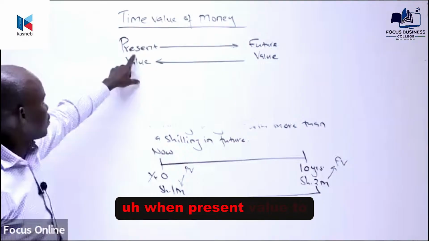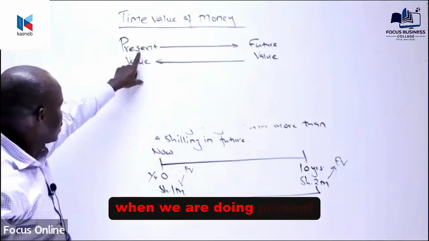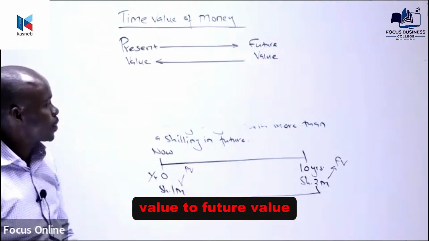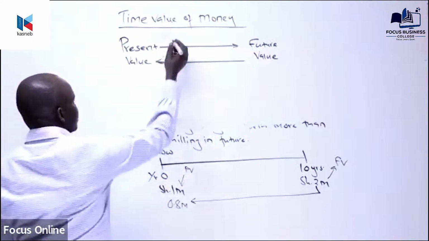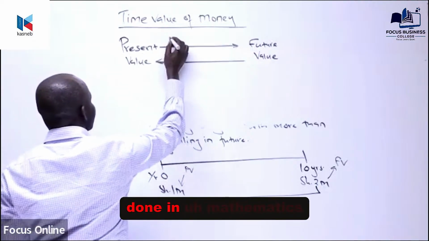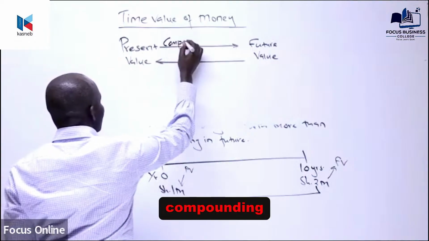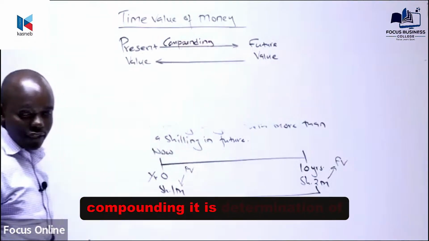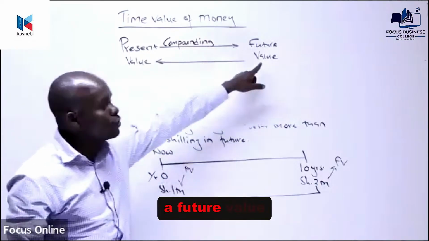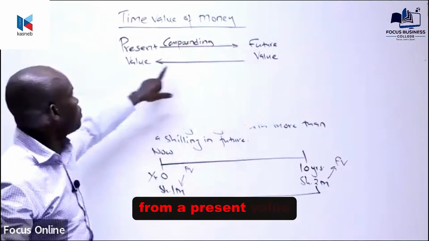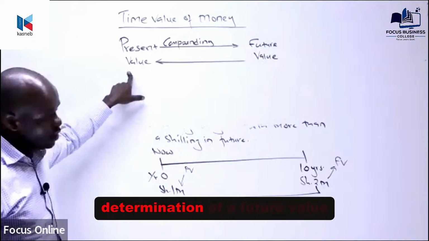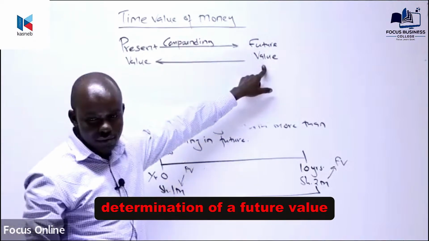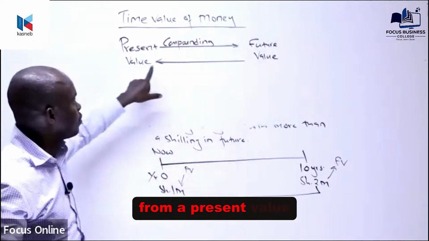When we are doing present value to future value, we call it compounding. This one you must have done in mathematics, compounding. Compounding, it is determination of a future value from a present value.